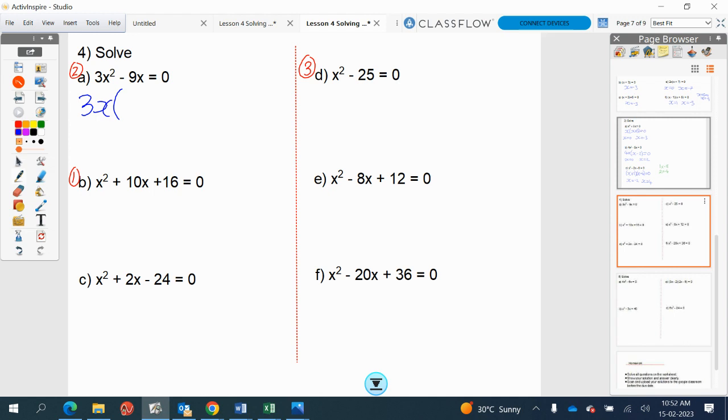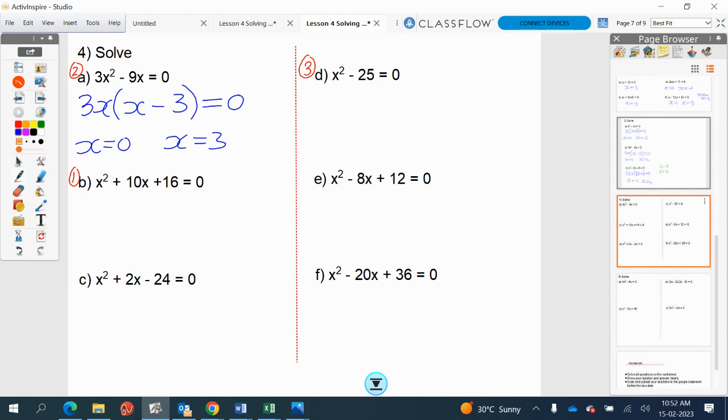If you factor a 3x out of the first expression, we're left with an x. If you factor 3x out of the second term, you're going to be left with a minus 3. Because 3x times x is 3x squared. 3x times minus 3 is minus 9x. So our solutions are going to be x is equal to 0, x is equal to 3. Okay, B.